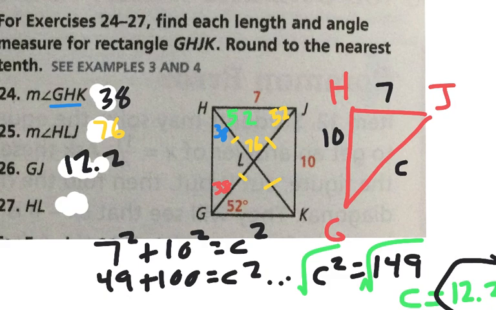Then the last question says, what's the distance from H to L? Well, we know the diagonals are congruent. So if JG is 12.2, HK is 12.2. And if I'm looking for the distance from H to L, that would be half of 12.2, which is 6.1.